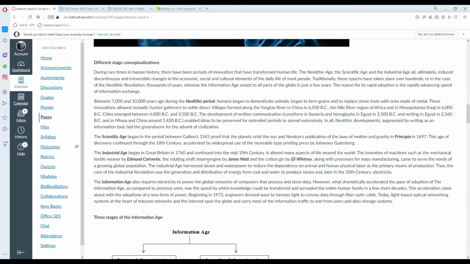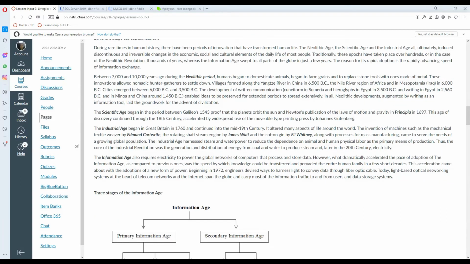The scientific age began in the period between Galileo's 1543 proof that the planets orbit the sun and Newton's publication of the laws of motion and gravity in Principia in 1687. The age of discovery continued through the 18th century, accelerated by the widespread use of the movable type printing press by Johannes Gutenberg. The Industrial Age began in Great Britain in 1760, continuing until the mid 19th century. It altered many aspects of life around the world.